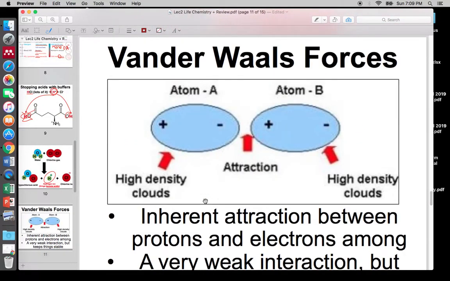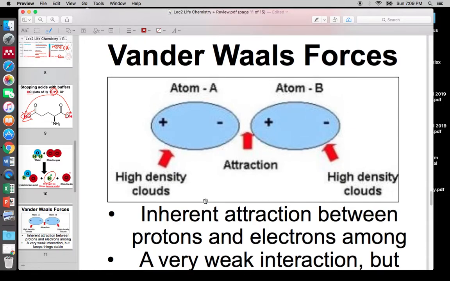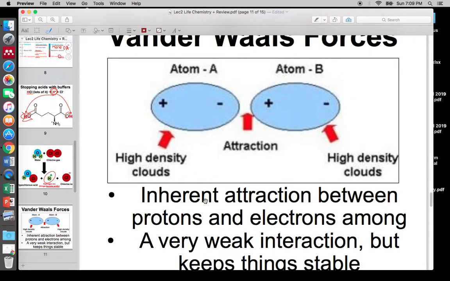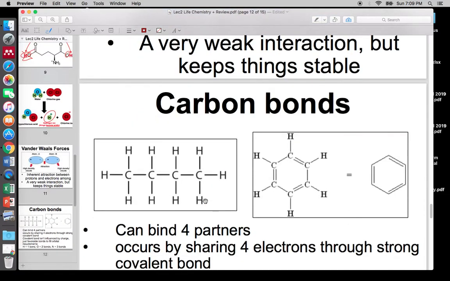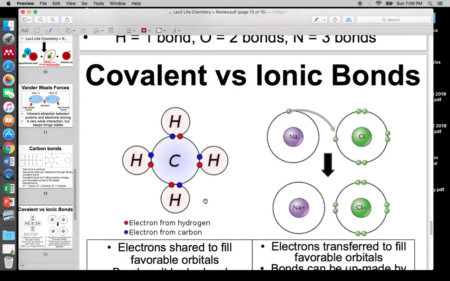All right, van der Waals, this is basically just a chemical phenomenon that there is an inherent attraction between elements. You do not need to know this on the test. Everything's going to be fine as far as this. It's good to know for chemistry later on, and we'll kind of see this in some of the future lectures. Okay, and then this is just carbon bond reviews, so nothing too special here, but it's a good resource.